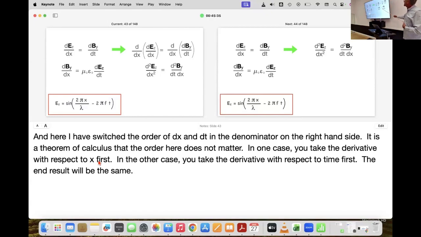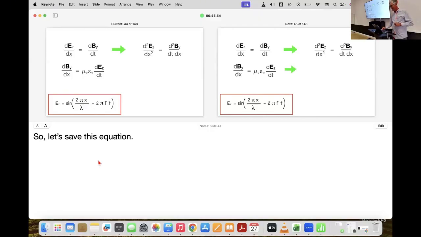Oh, I've reversed the dt and the dx. You'll see why in a minute, but you can do that. It just means you take the derivative with respect to time first. You apply that rule first, and then you apply the rule for taking the derivative with respect to x. The end result is the same. So it's like they're commutative.